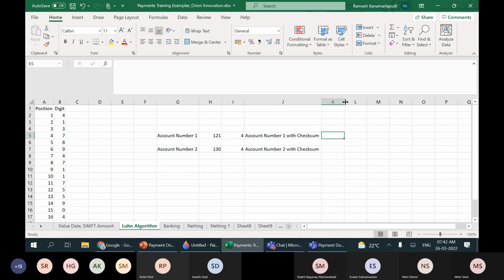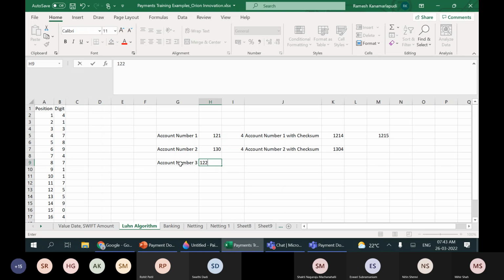This will become a concatenation of these two, 121 and 4. This will be the account number with checksum for the first account, and account number 2 would be 1304. Say for example, if a customer is doing a transaction, so instead of 1214, he does a transaction with 1215. Maybe I'll say another account number is there, account number 3.